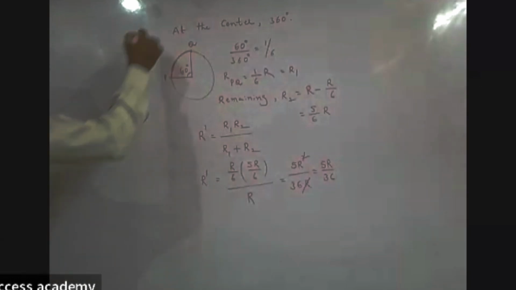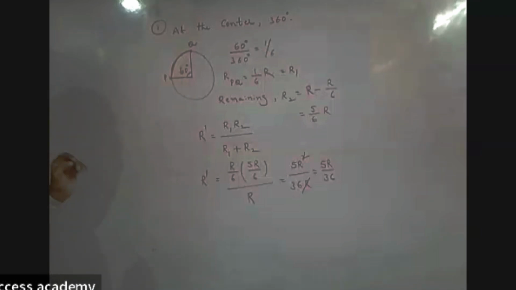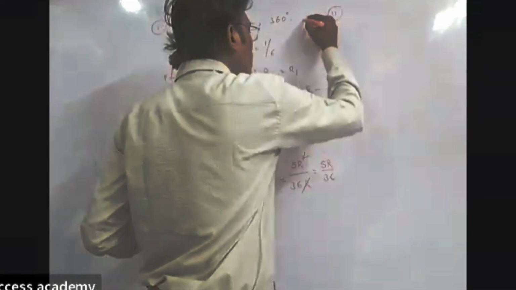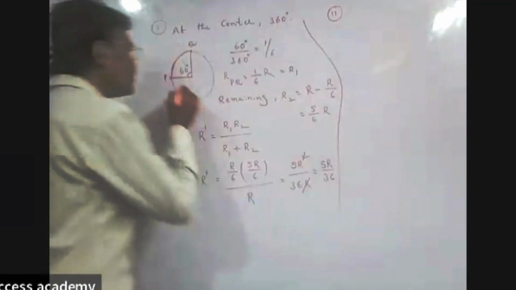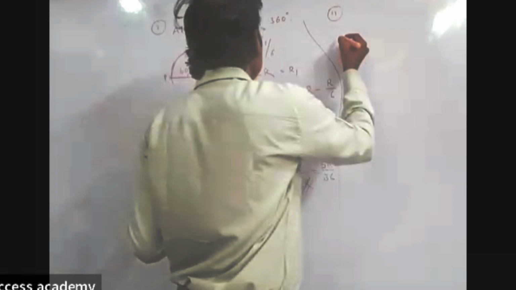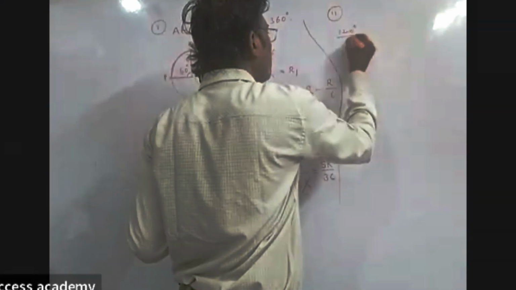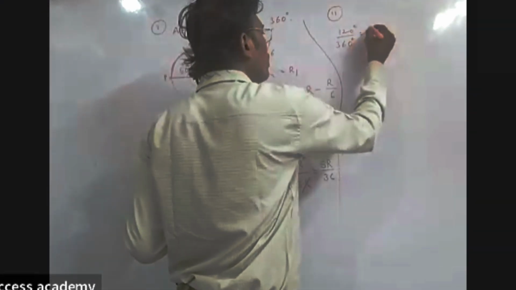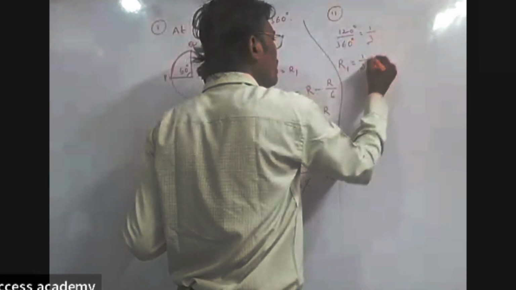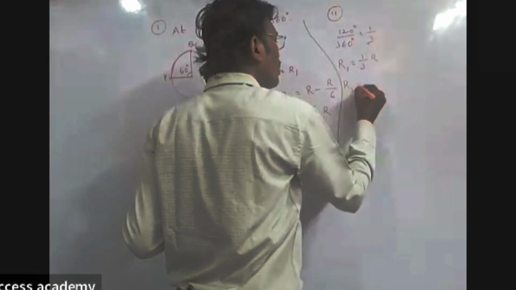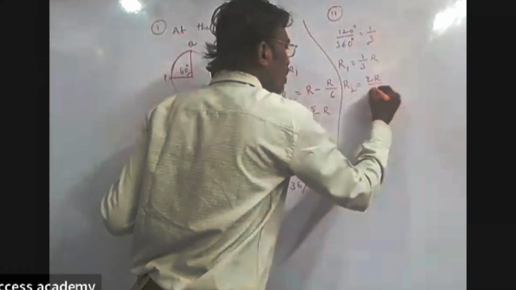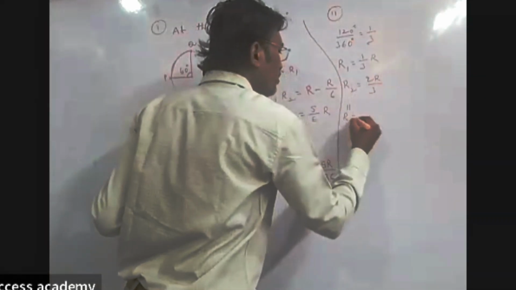Now we have case 2. What is case 2? Now the angle is 120 degrees instead of 60 degrees. So 120 degrees by 360 degrees is equal to 1/3. Now R1 is equal to R/3. Then R2 is equal to R minus R/3, that is 2R/3. This is R double dash that I am taking.